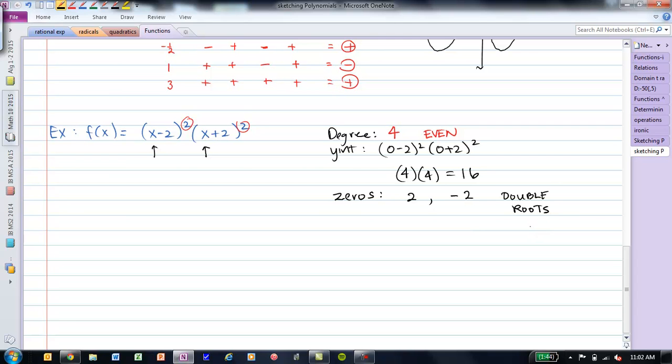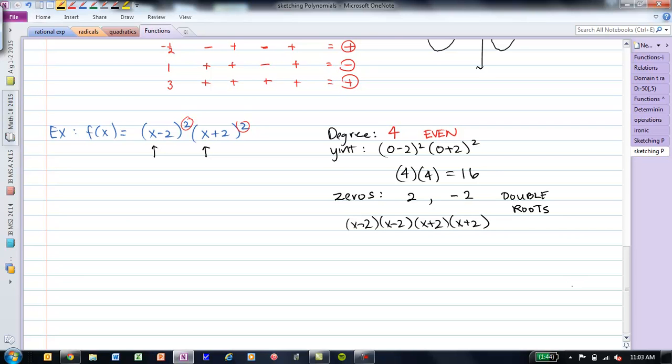And if I expanded this whole thing, so if I wrote it as (x - 2)(x - 2)(x + 2)(x + 2), when I solved, I would get negative 2 twice, and I would get positive 2 twice. So that's why they're called double roots. Double roots are important because it changes the shape of the graph.